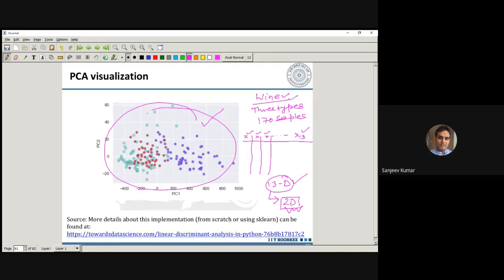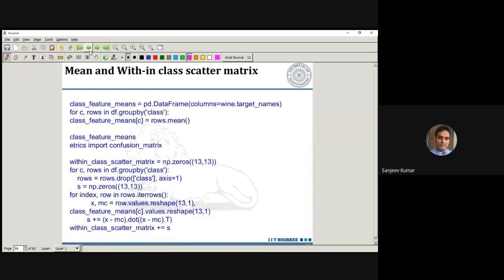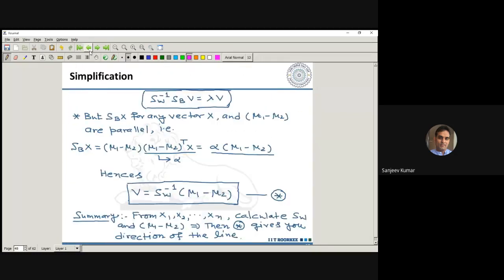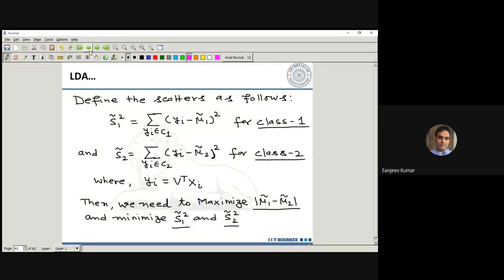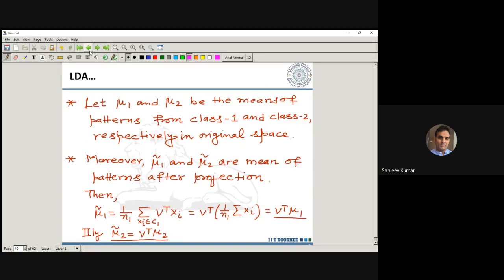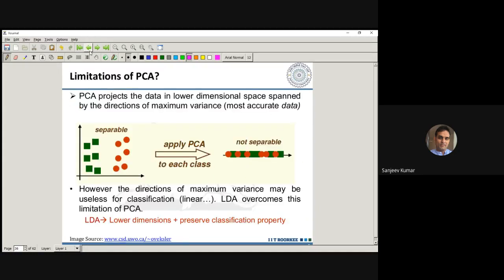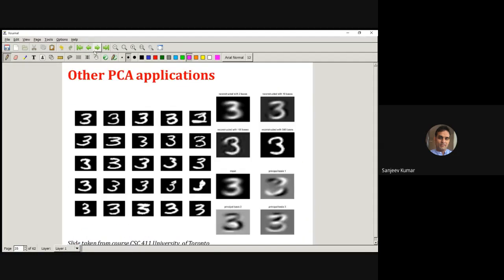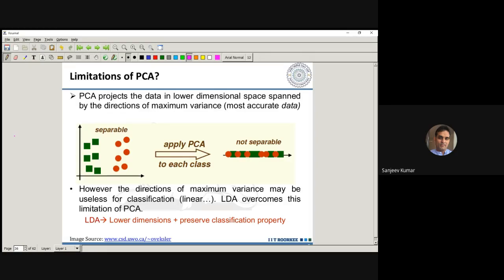Okay, so we should always make this kind of analysis on our data. If PCA will not serve the purpose for this kind of data set, then what is the solution? The solution to that problem is LDA. So let me introduce you to LDA in brief. Okay, LDA stands for linear discriminant analysis.